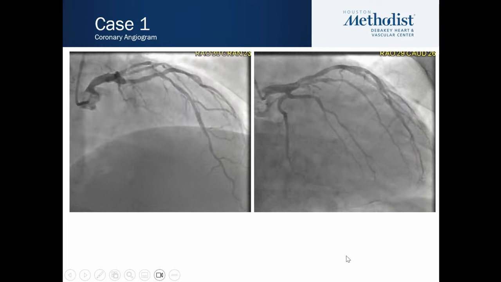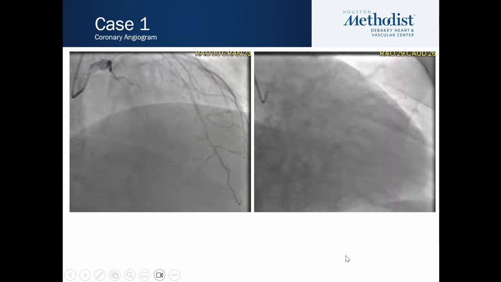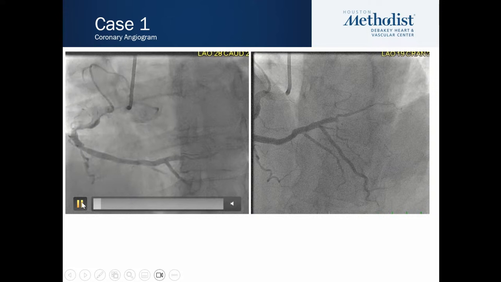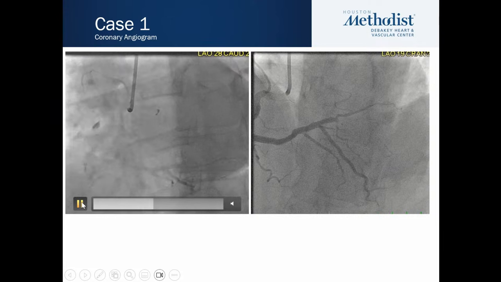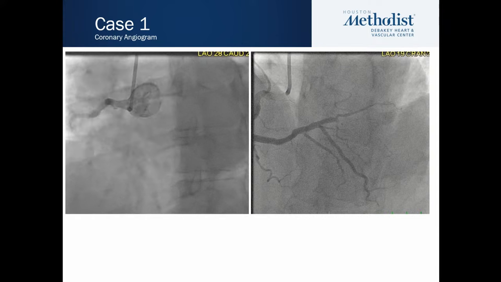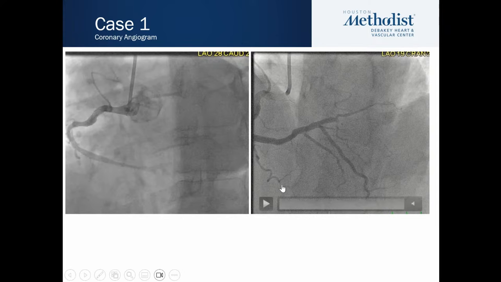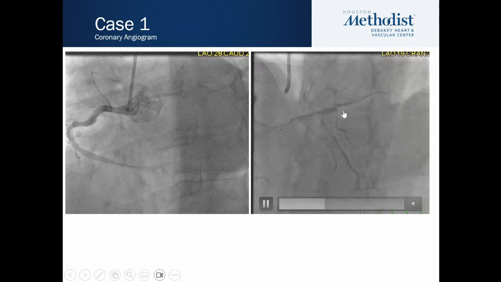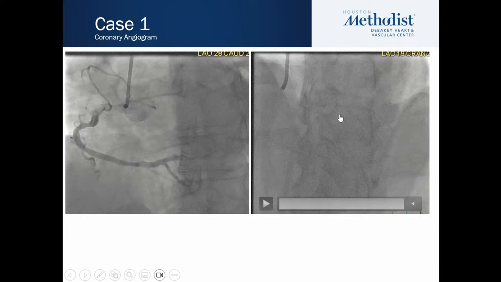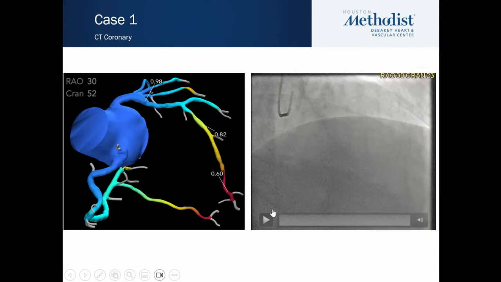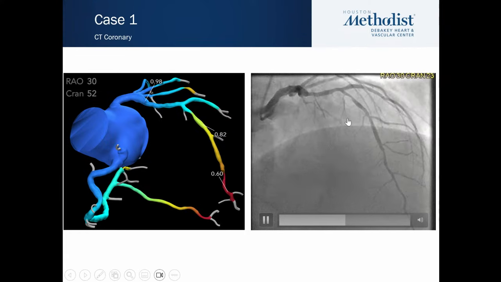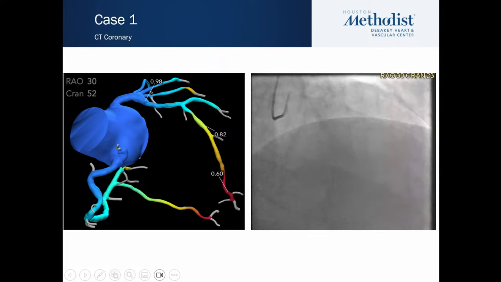The circumflex otherwise doesn't have a lot of disease, or if it's all mild disease. The RCA in this situation was, again, mainly called to have moderate disease, but nothing severe except at that RPL location, where they think that this could be a stump of the RPL. Now, these images are just for correlation, exactly as to where that lesion was and where that lesion was seen on cath.